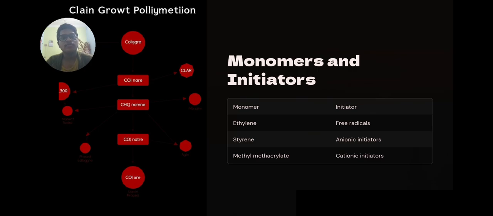Next, monomers and initiators. Monomer ethylene, initiator: free radical. Styrene, anionic initiator. Methyl methacrylate, cationic initiators. These are examples of chain growth polymerization.